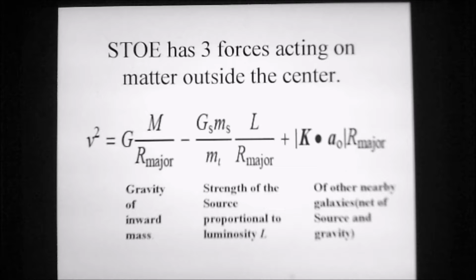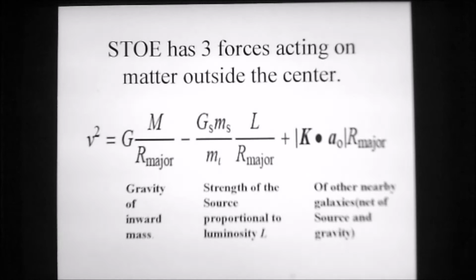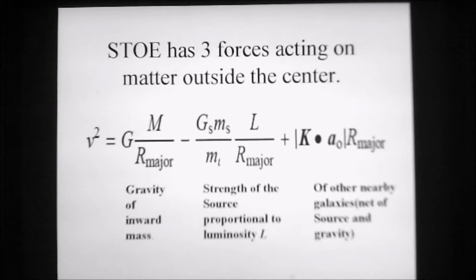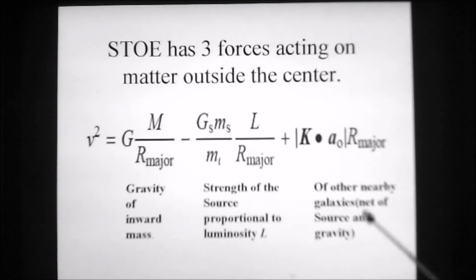This is the STOE model, where we have three forces acting on matter within the disk, say, of a spiral galaxy. We have gravity, which is the inward pressure. We have the strength of the source, which is an outward pressure, as we explored in other videos. And we have a third term, which is the strength of other galaxies' effect on the host galaxy.